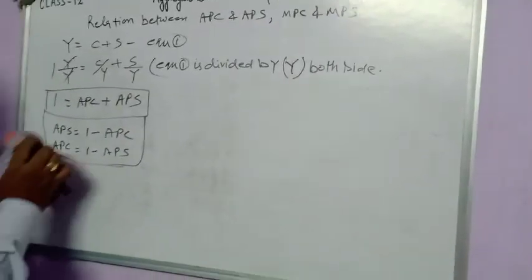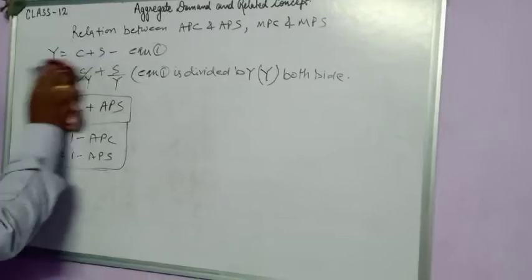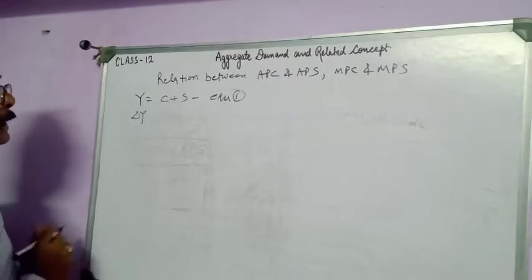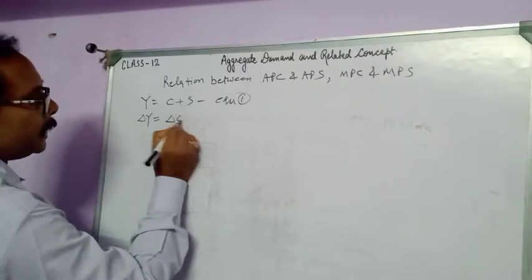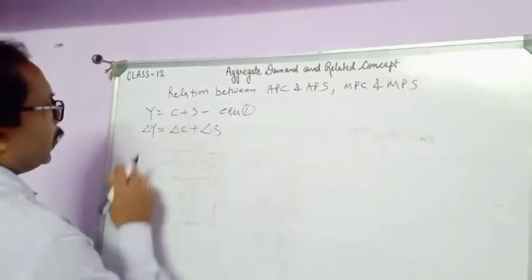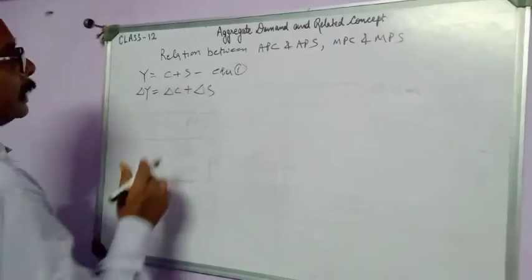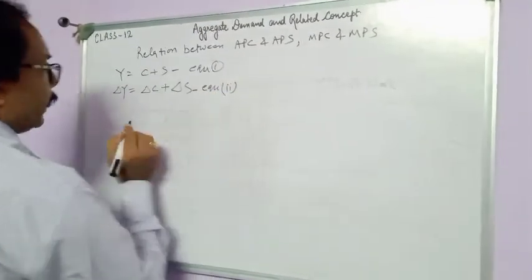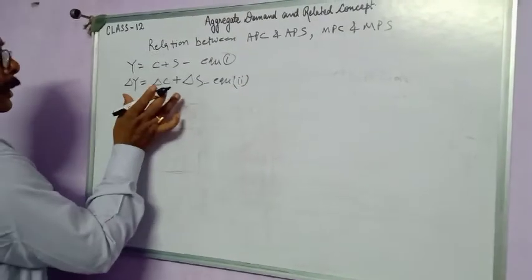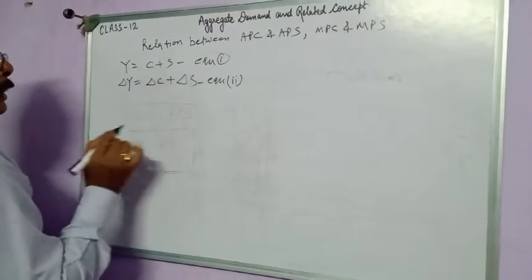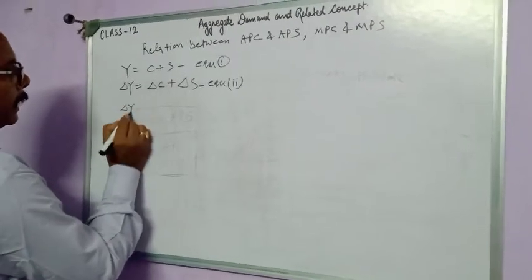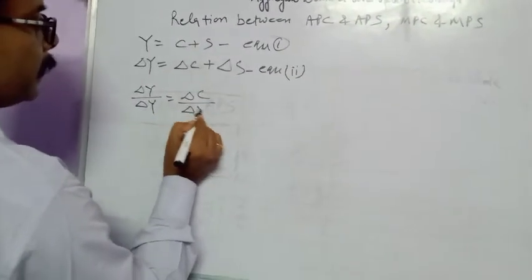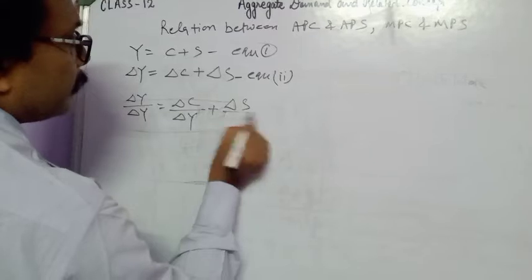Now come to the MPC and MPS. So what is equation 2? If the income changes, consumption also changes and saving also changes. So delta Y is equal to delta C plus delta S. This is equation 2. If equation 2 is divided by the same number on both sides, what do you get? Delta Y divided by delta Y is equal to delta C divided by delta Y plus delta S divided by delta Y.